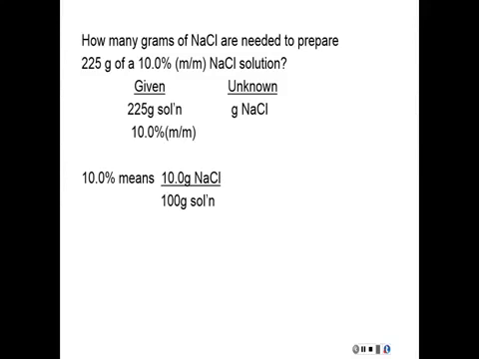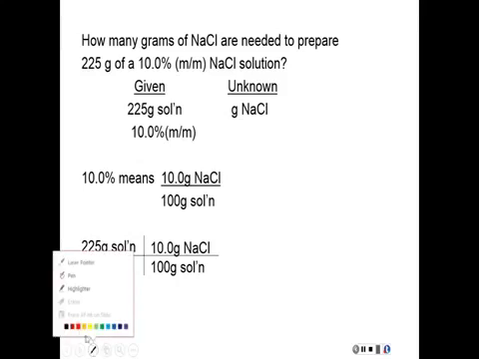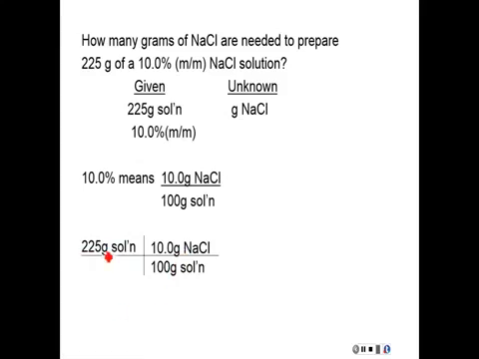Now we're going to use this fraction here as a conversion factor. When I take my given information, the 225 grams, notice how I just multiply it by this conversion factor. And you see the grams of solution cancel out, and I wind up getting 22.5 grams of sodium chloride. So that's how much sodium chloride I would weigh out. I would add enough water until the total mass became 225.